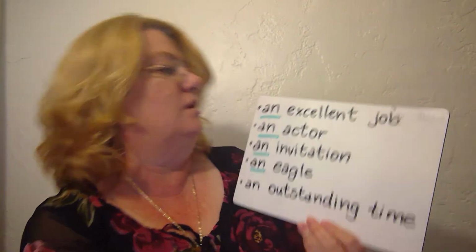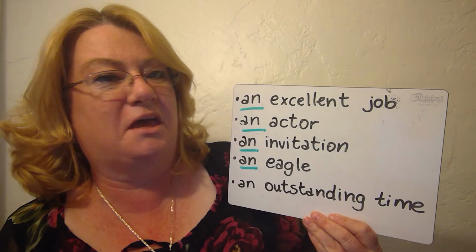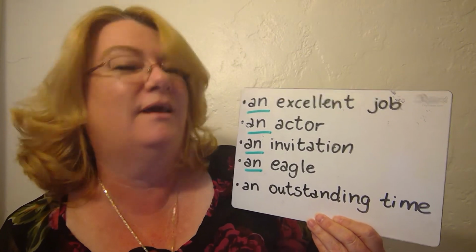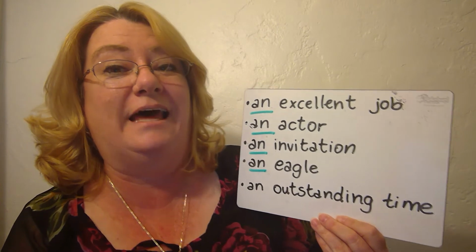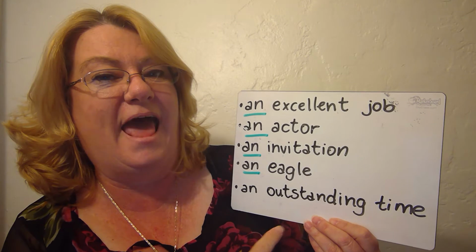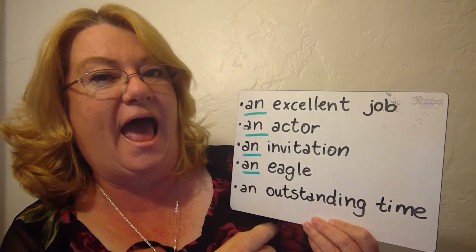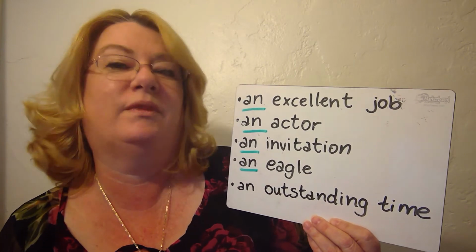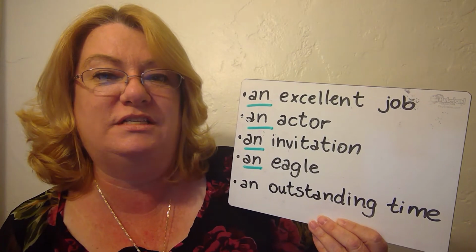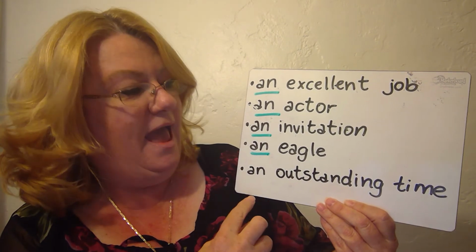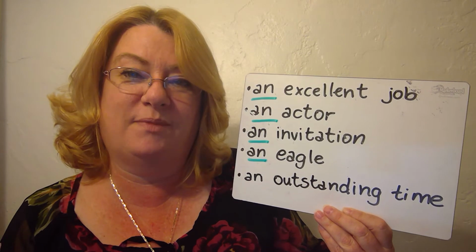Now we're going to look at an. It looks like it should be, there are vowels right there, and they make the vowel sounds. It's common to look at the letter, but it's going to be the sounds. An excellent job. An actor. An invitation. An eagle. An outstanding time.